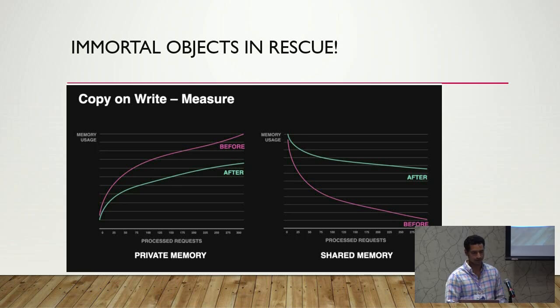So Immortal Objects came to the rescue. As you can see, the data was showcased publicly by Instagram, and it increased shared memory usage. Through Immortal Objects, it allowed them to significantly reduce private memory and reduce the number of copy on writes. That makes sense.